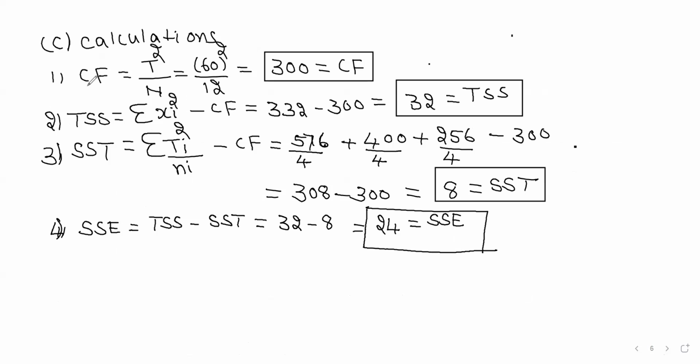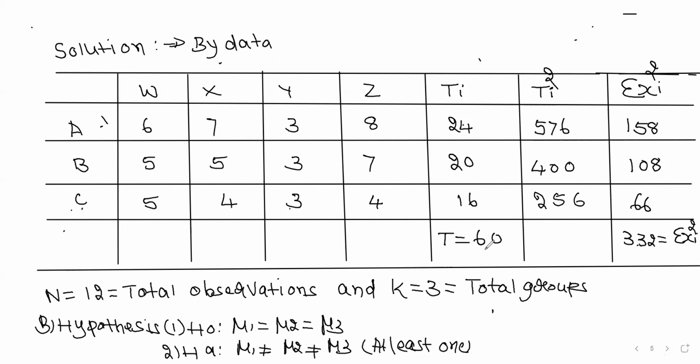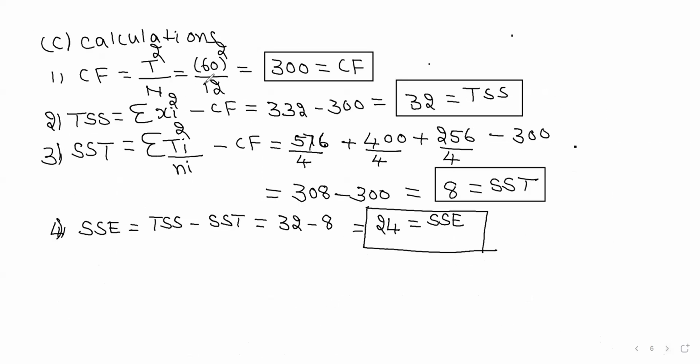Look here, CF calculation means correction factor, T square upon n. T square, from the table you are getting, T square 60, N is 12. 60 square divided by 12, on the calculator, is 300. This is an important result, so box it. For this, marks will be there.